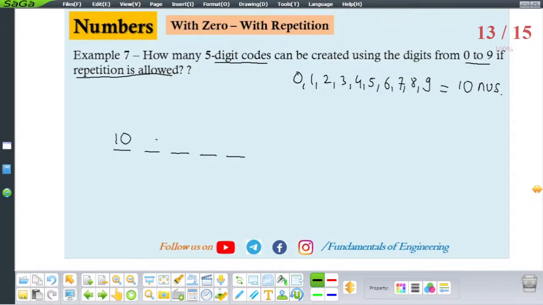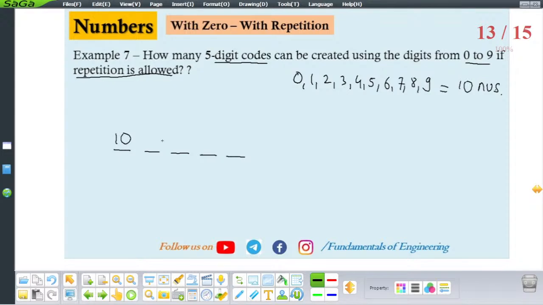All 10 numbers. Yes, Asiya, you are right. There might be a lag in the chat, so I am getting your answer late. But your answer is right. Now find out the answer for this one.